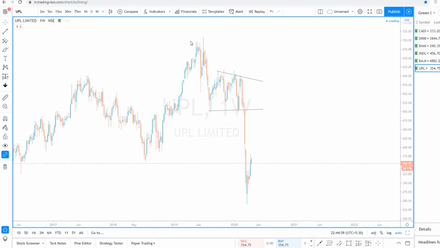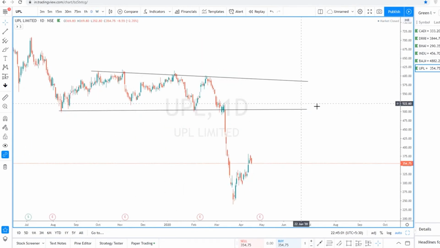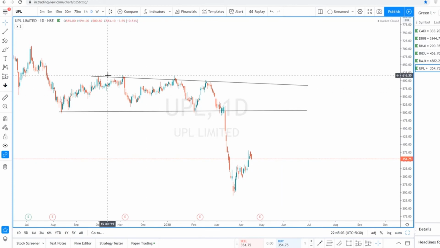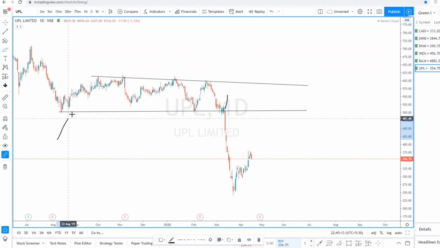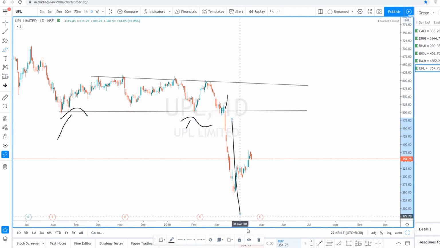What do we see here in UPL? This is just another amazing example. 1, 2, 3, 4 rejections at the top. 1, 2, almost a third time also it was getting support, but then the price didn't move drastically. So let's just take 1 and 2. Okay, after the break, look at the fall.